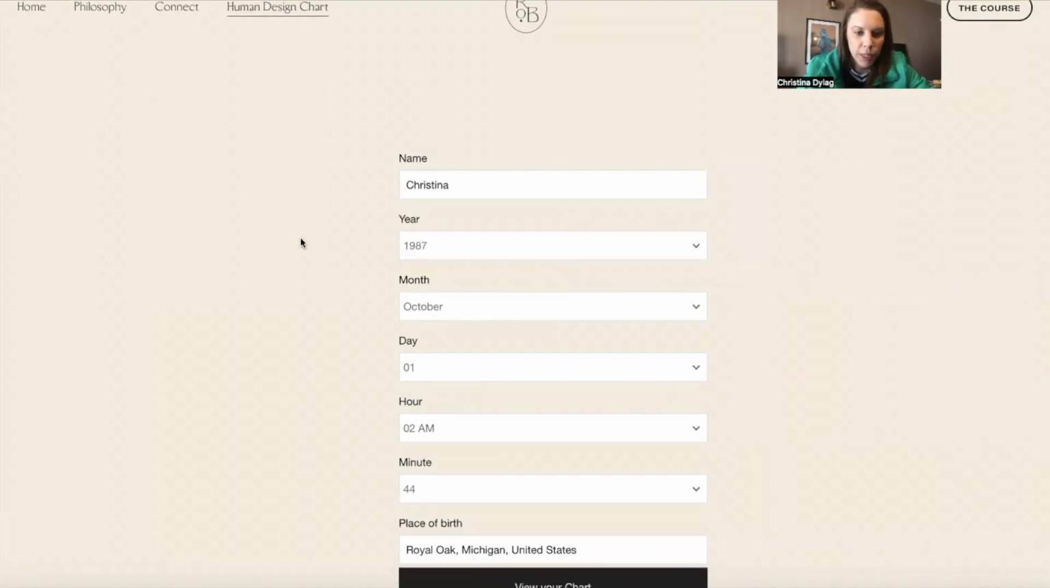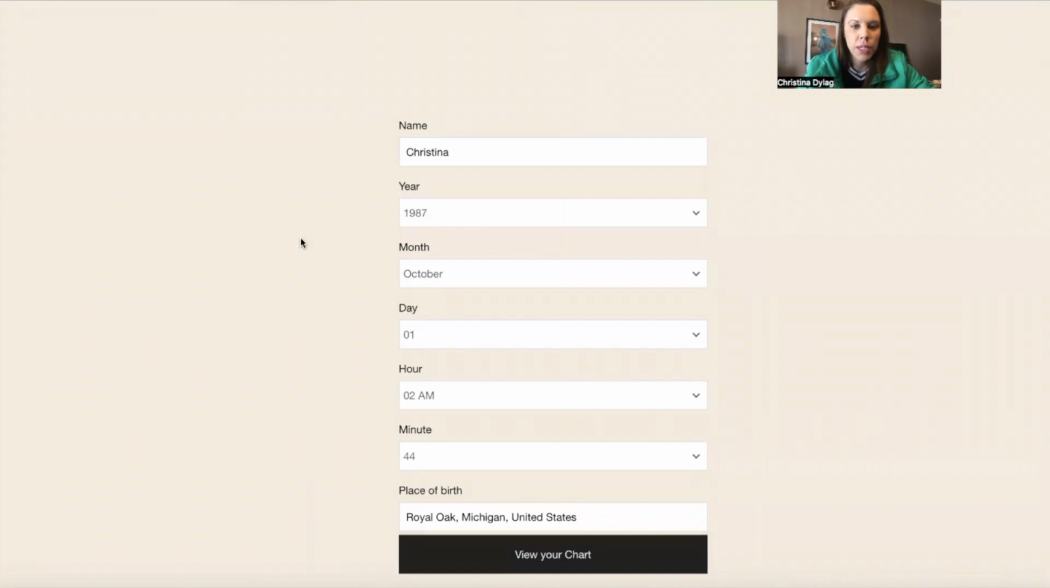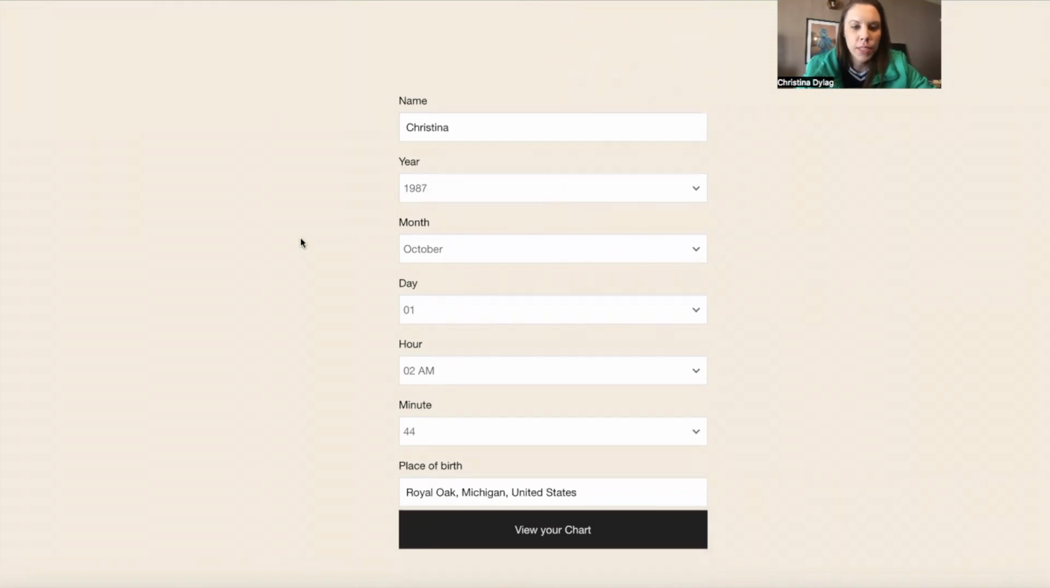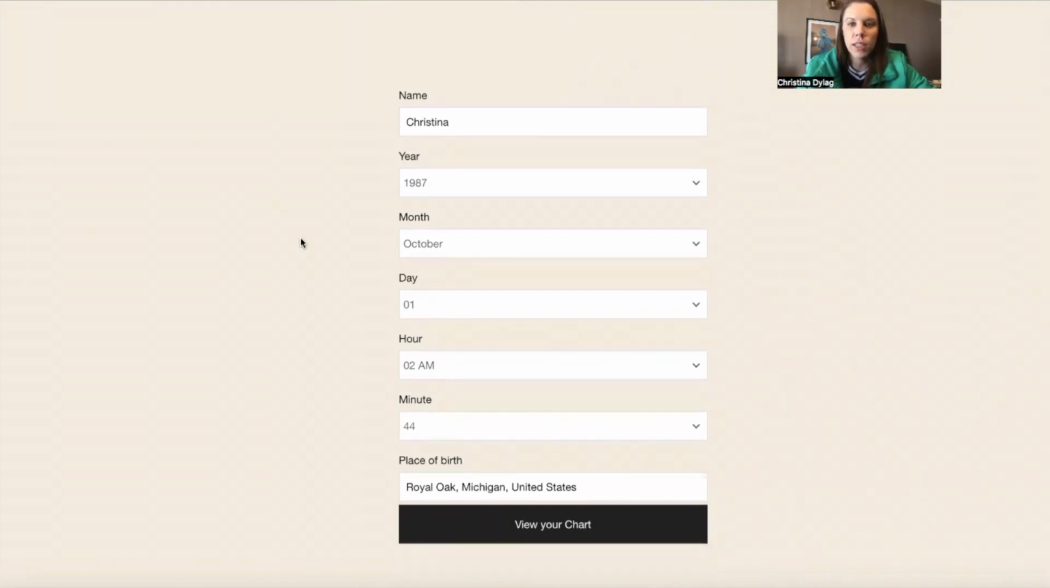So I already have all my stuff in here, but yeah, you just have to put in your birthday, your time, your location. And I get a lot of questions about the birth time, and it is important because essentially the difference of a few minutes can potentially change your chart. It really just depends what's happening astrologically and especially on your birth date. So try to get as close as possible on this.